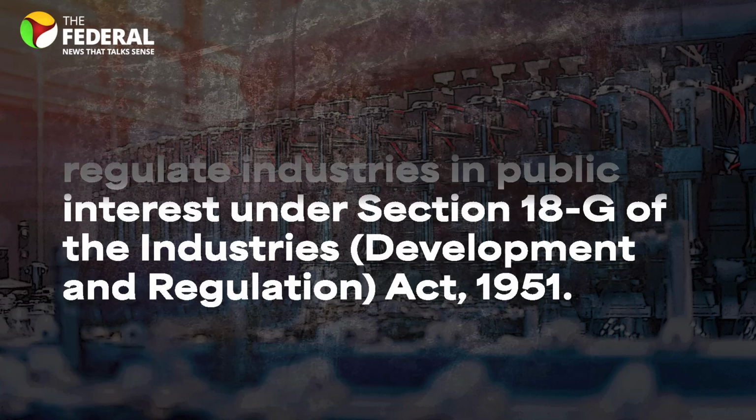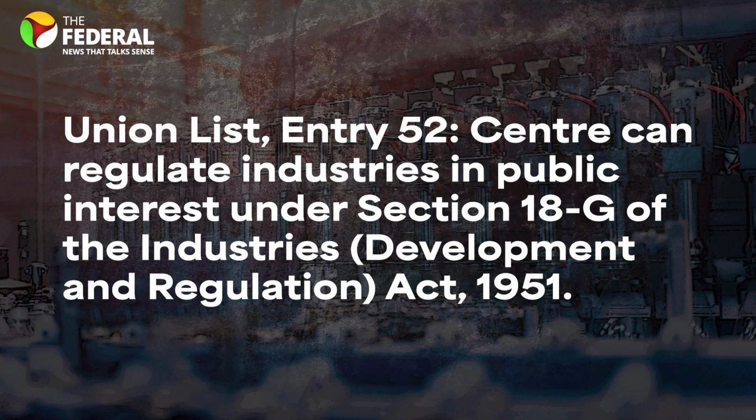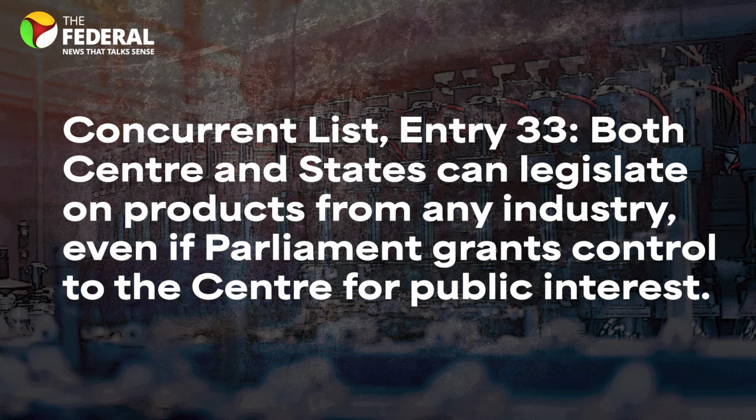The case took so long because industrial alcohol falls into a complicated grey area of the Constitution where multiple laws overlap. Take entry 52 of the union list. It allows the centre to regulate industries that Parliament finds to be of public interest under Section 18G of the Industries Development and Regulation Act 1951. However, entry 33 of the concurrent list allows both the state and union governments to make laws concerning products from any industry, even if Parliament has granted control to the union for reasons of public interest. This is the first overlap.